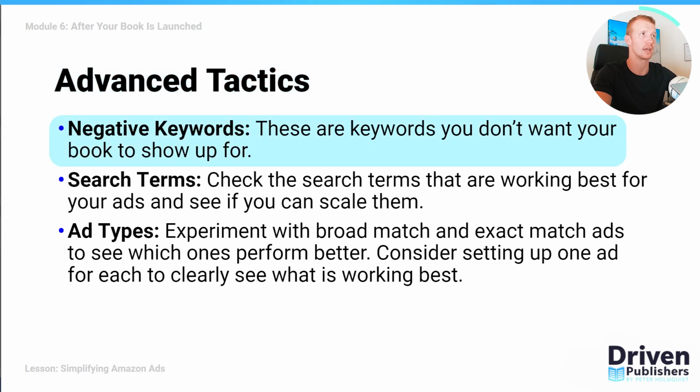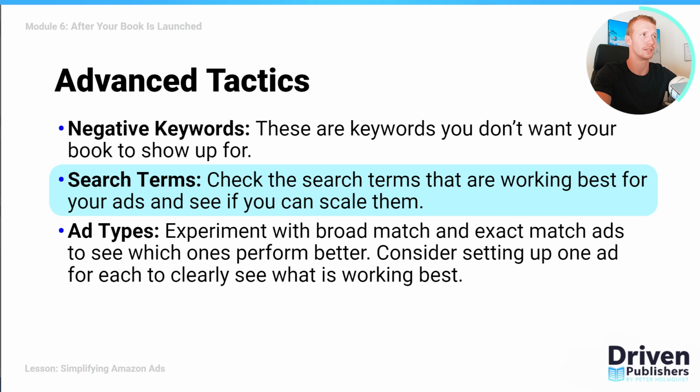Advanced tactics. Of course, there are more in-depth strategies. For example, you can add negative keywords. When you've gathered some data, you can see, okay, these keywords don't perform, so I'll add them as negative keywords to make sure that Amazon doesn't show me for these keywords. And then you have search terms. For example, you can click on the keywords and see which search terms your book is converting for. And then you can choose to scale those specific search terms.